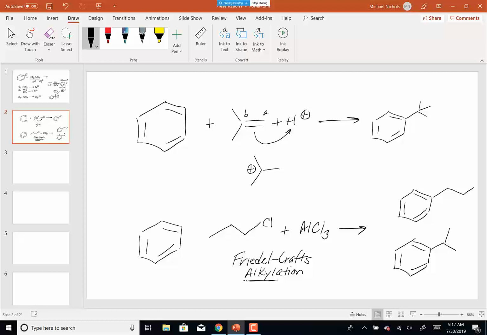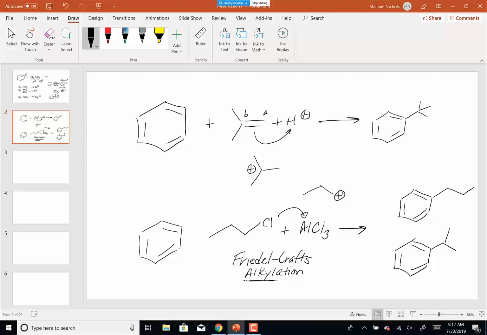Yeah. So the aluminum is going to come and grab the chlorine off of the propyl group in this case. Now the issue here is, if it does that, then I'm going to end up with a primary carbocation. And if I did end up with a primary carbocation, it would add to the benzene ring.